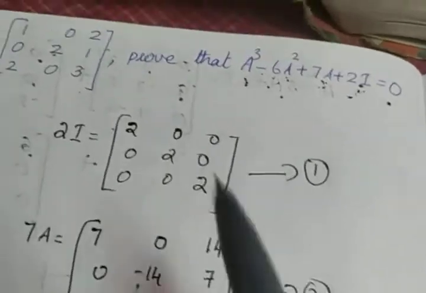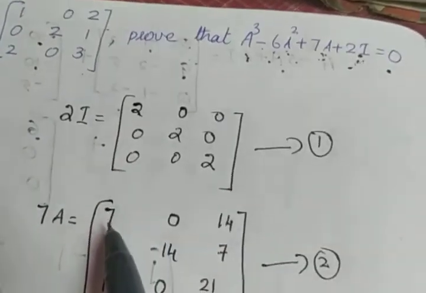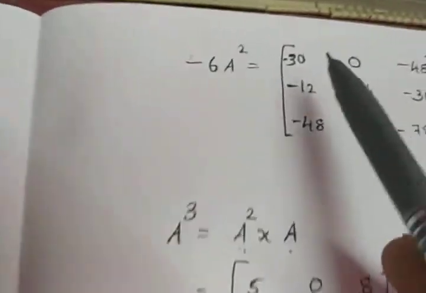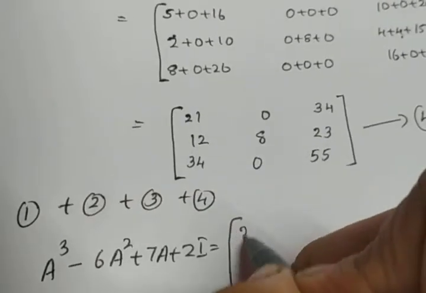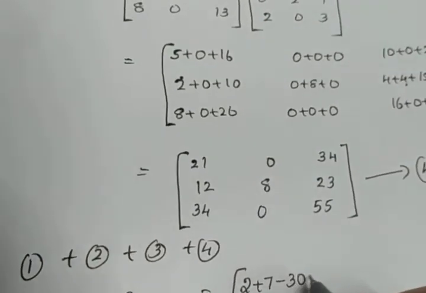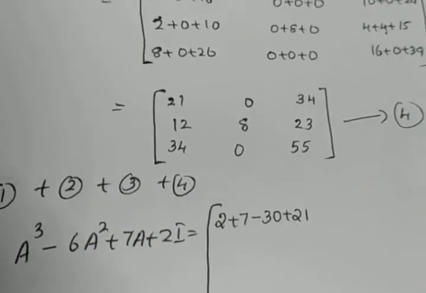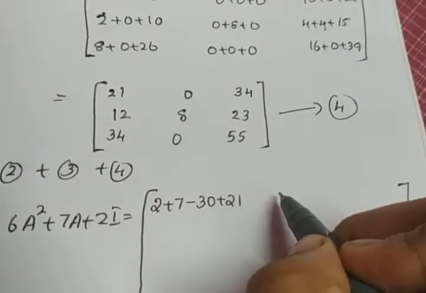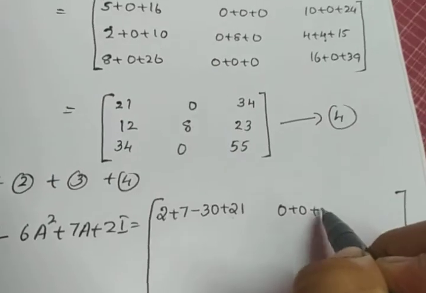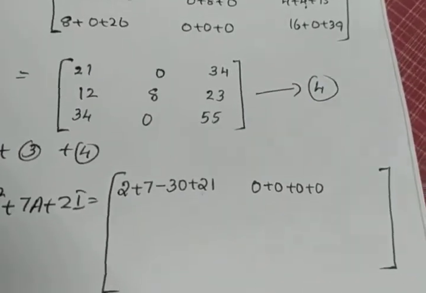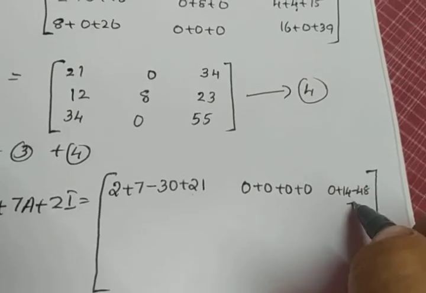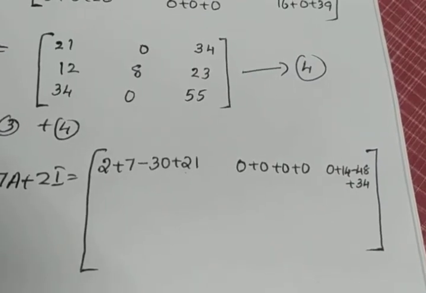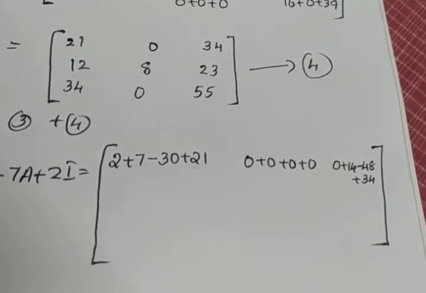simply write the values. First element is 2 here. Here it is 7. Okay. The next here is minus 30 and for the value of a cube it is 21. So write all those values. 2 plus 7 minus 30 plus 21. So that we are getting the value as 0. But you have to write those values. So the next is 0 plus 0 plus 0 plus 0. That is the second element you are getting. The next is 0 plus 14 minus 48 plus 34. That is the last element in the first row.